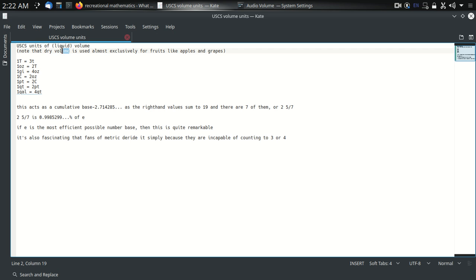So this is deceiving. Dry volume, liquid volume, because this is actually what you also measure things like flour, your dry ingredients when you're cooking and baking, are measured with liquid volume. So maybe fluid volume would be a better term. I don't know. Anyway, 3 teaspoons per tablespoon, 2 tablespoons per ounce, and that's a fluid ounce, not the mass ounce. 16 mass ounces go into a pound. That's a different thing.